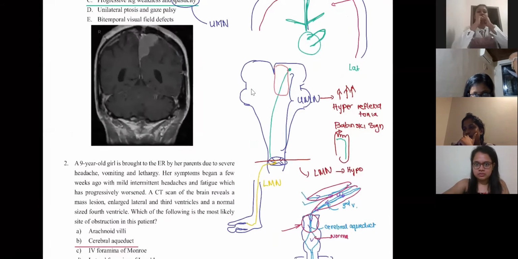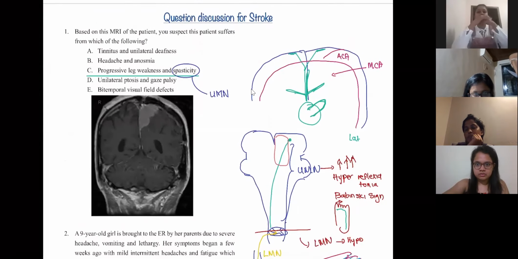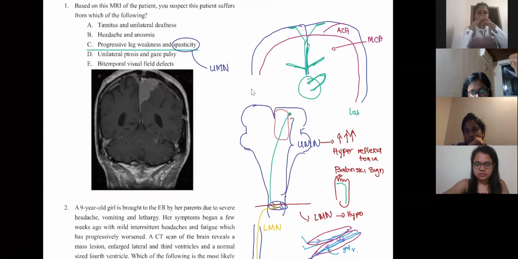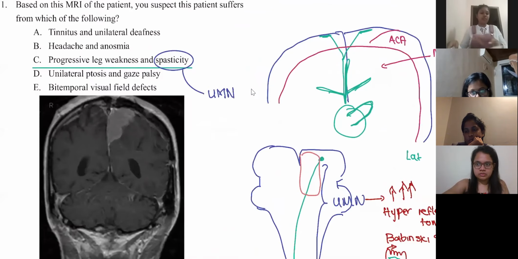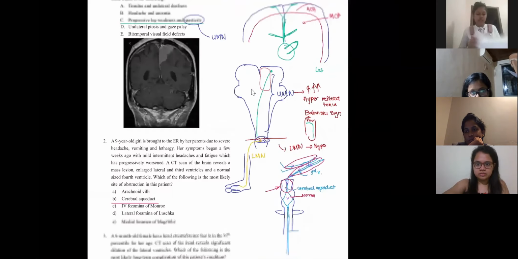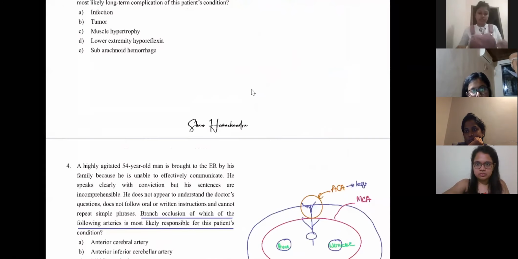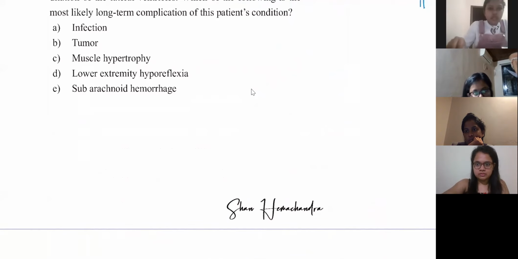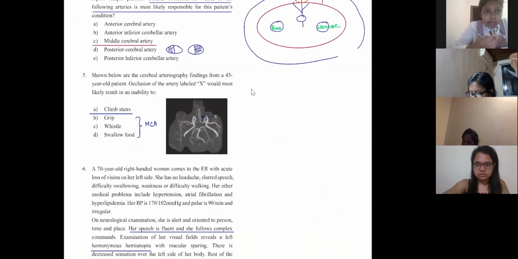So I hope you guys understand this. The only thing you need for stroke discussion for most questions is knowing the homunculus, what supplies where. And you need to know about upper motor neuron, lower motor neuron lesions. This question I need to check because I feel like there should be a CT scan and this should be hypertonia. I need to check this. I'll send the answer later.